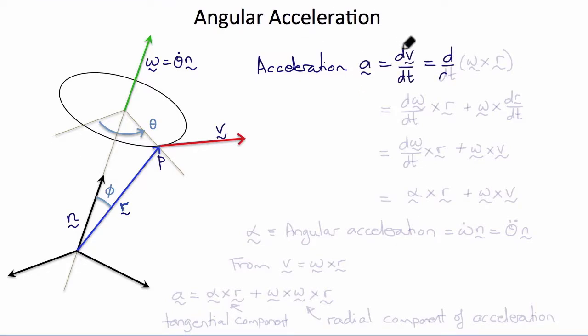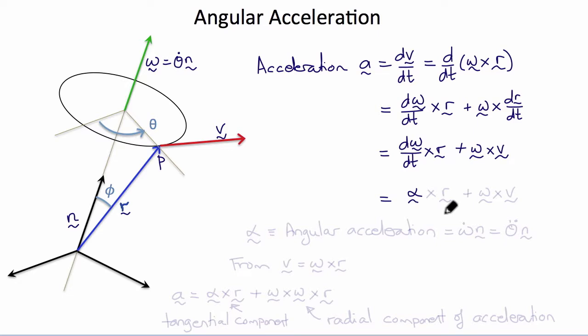The acceleration a is dv/dt, which from our previous slide is d/dt of omega cross r. Applying the product rule is d omega/dt cross r plus omega cross dr/dt, which is d omega/dt cross r plus omega cross v. And d omega/dt is alpha, the angular acceleration vector, so we get that a is equal to alpha cross r plus omega cross v. So the angular acceleration alpha also acts along the axis of n, and its magnitude is omega dot or theta double dot.